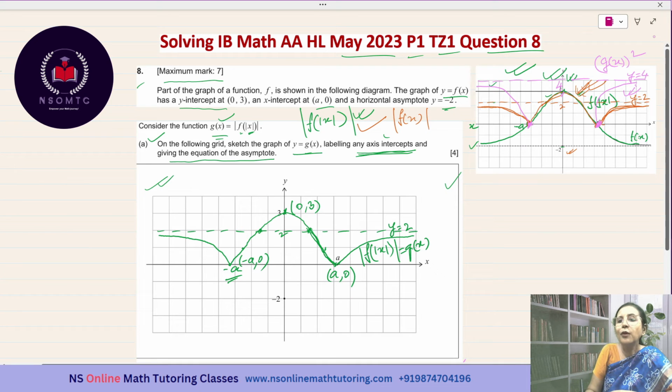Okay. And what will happen to this y-intercept? This is 0 comma 3. This will also get squared. Maybe somewhere over here is 0 comma 9. Okay. So the graph will be like this. Let me write the answer. I'll be writing the answer below this because I'm showing the working over here. Okay. So this pink colored graph is the graph of g of x whole square.